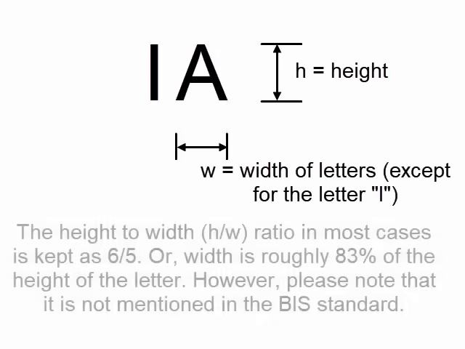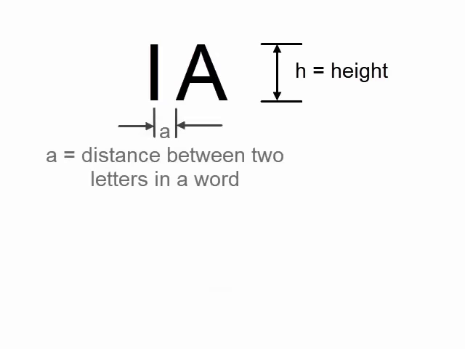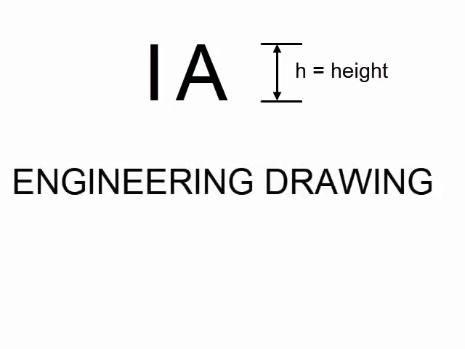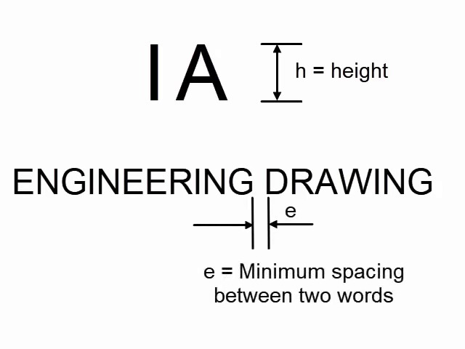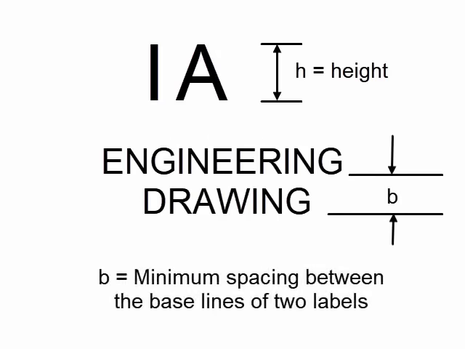W is the width of the letters except for the letter I. The height to width ratio in most cases is kept as 6 over 5, or width is roughly 83% of the height of the letter. A is the distance between two letters in a word. E is the minimum spacing between two words. B is the minimum spacing between the base lines of two labels or two lines.